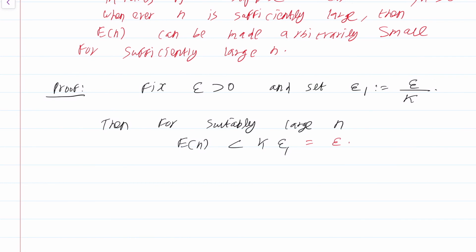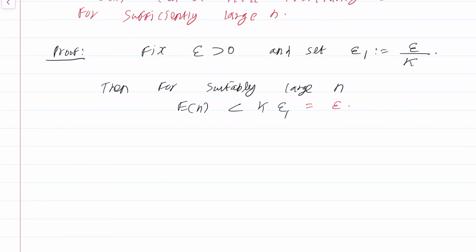What this is saying in the end is that E of n can be made less than epsilon for suitably large n. This just says that E of n can be made arbitrarily small. The definition of can be made arbitrarily small is as you increase n, it is possible to make E of n less than epsilon. So this proves the lemma.